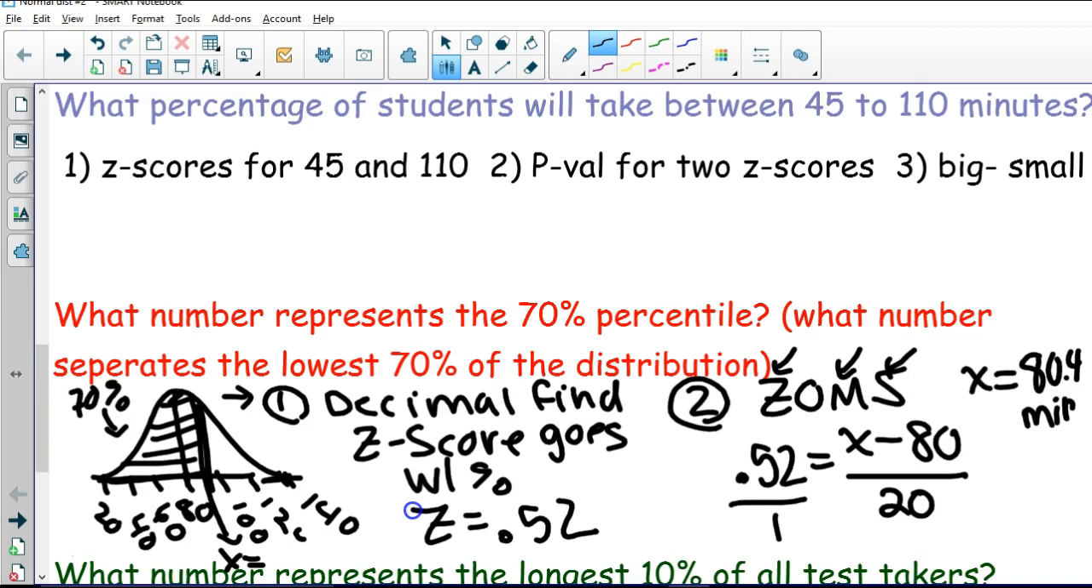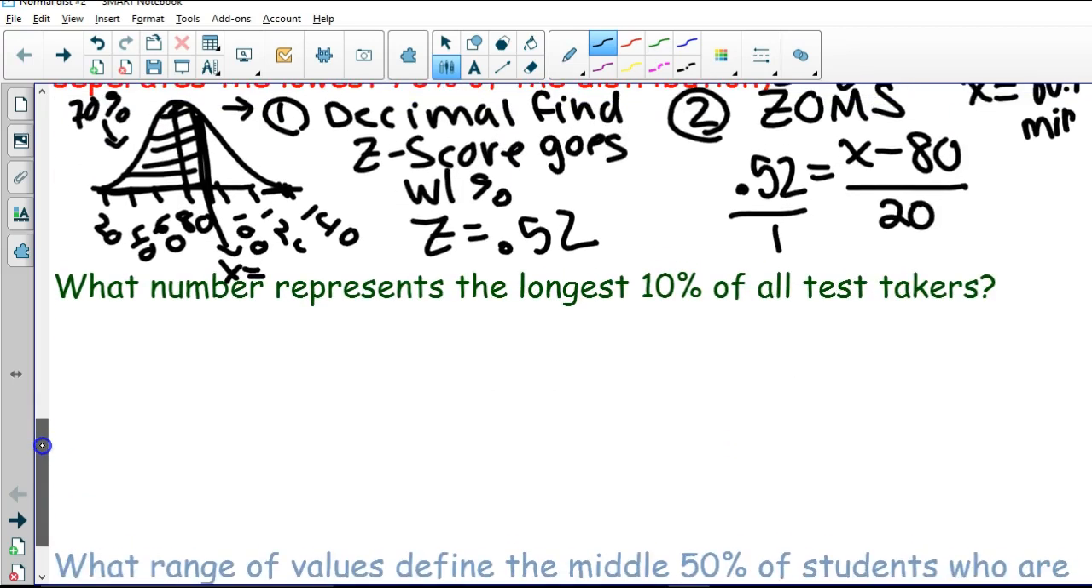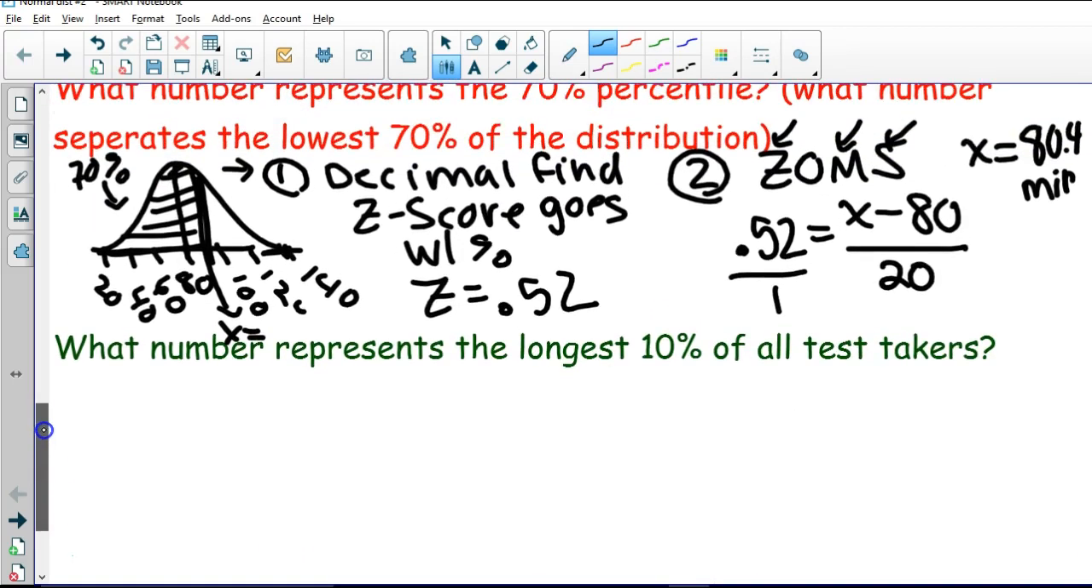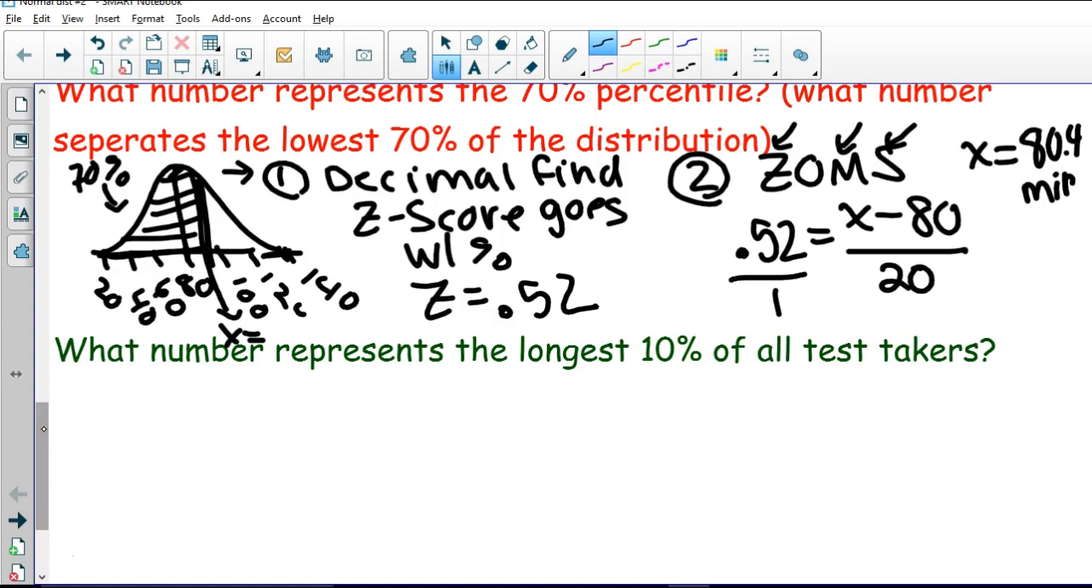I know you guys feel like you're ready to go with the homework. I just feel like I wouldn't be doing my job if I didn't show you one more example. And then I'll leave the last one for a challenge for you. What number represents the longest 10% of all takers? And we can just talk through this if you want. What would we do different here?